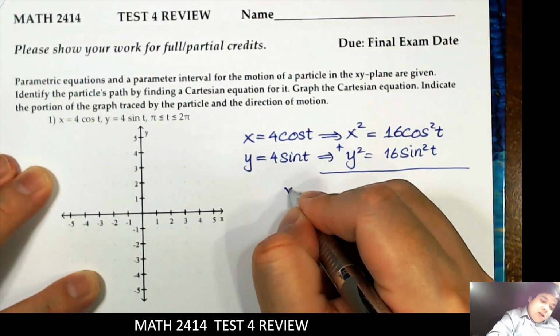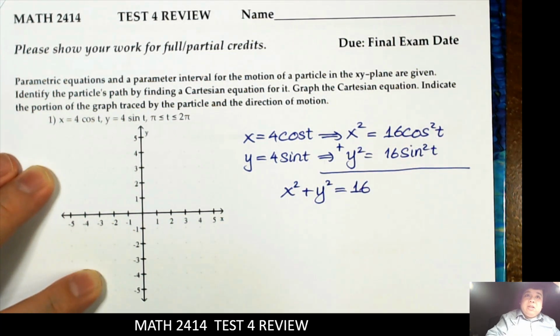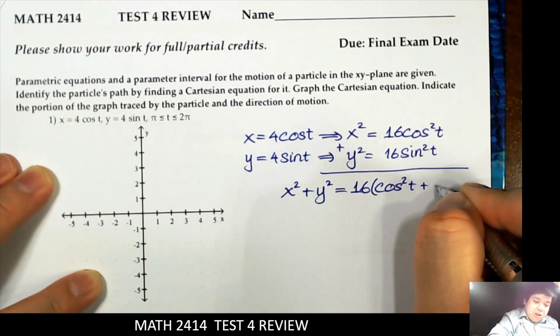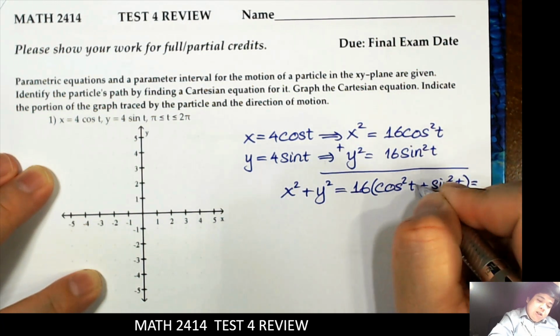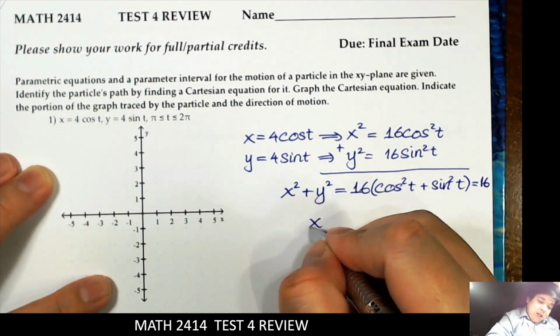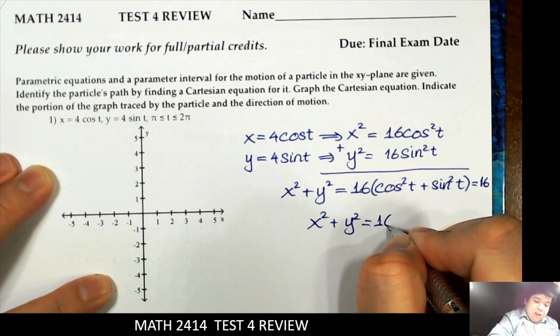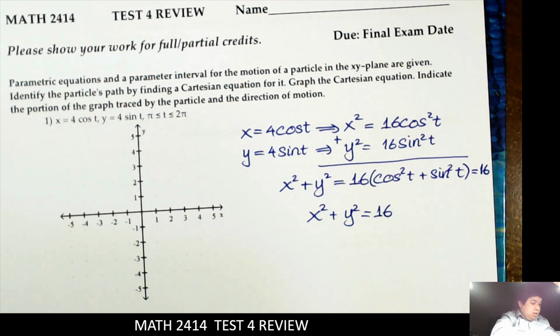Combine side by side, x squared plus y squared equal to 16. Both of them have 16. If we factor out the 16, we have cosine squared plus sine squared, which is 1. So 1 times 16 is 16. So the equation is x squared plus y squared equal to 16, which is the equation of the circle of radius 4. So pretty much what we have is a circle.